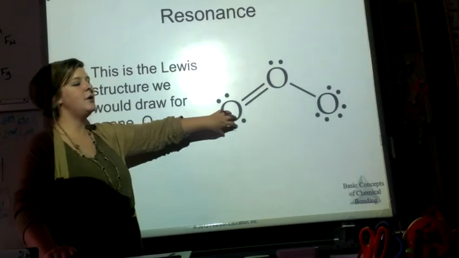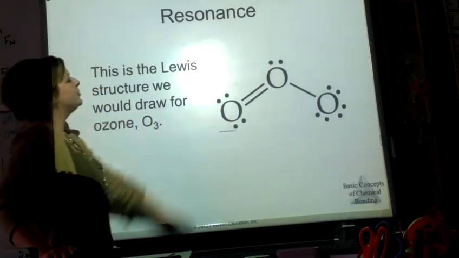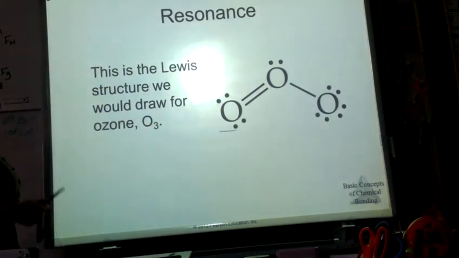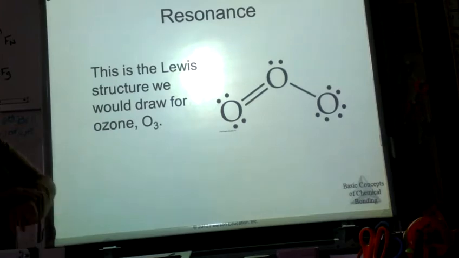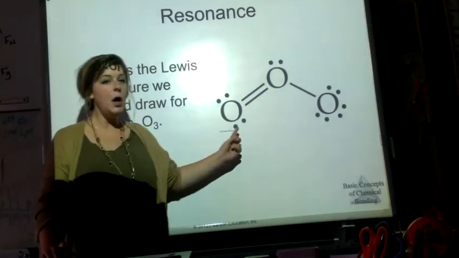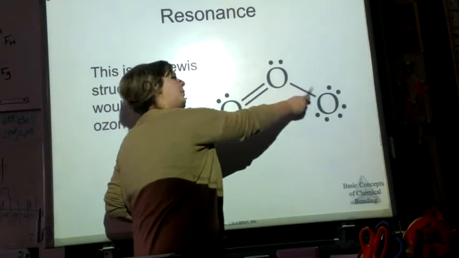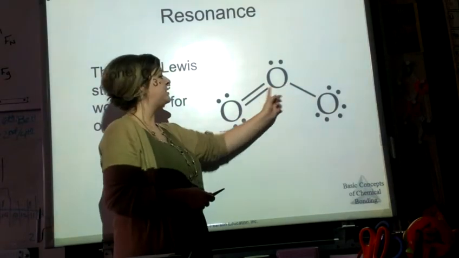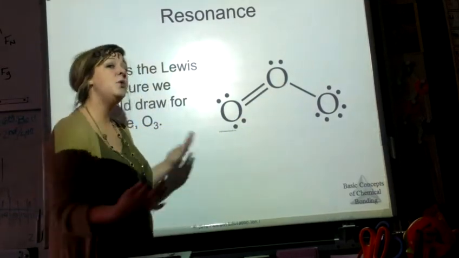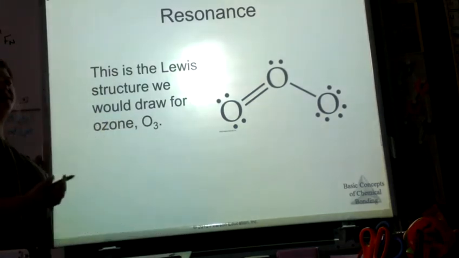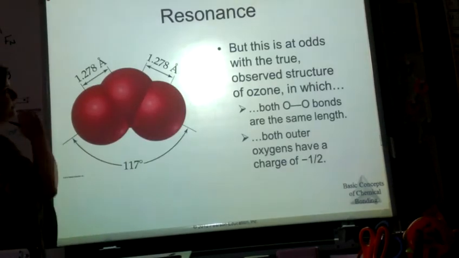Okay, guys, for resonance, I'll try to be as fast as possible. If we're talking about ozone, then this is the Lewis structure that we would draw for ozone. But do I have to draw it this way? Or could I have the double bond also on the other side, with this side being the single bond? I very well could. So this gets us into a resonance structure.